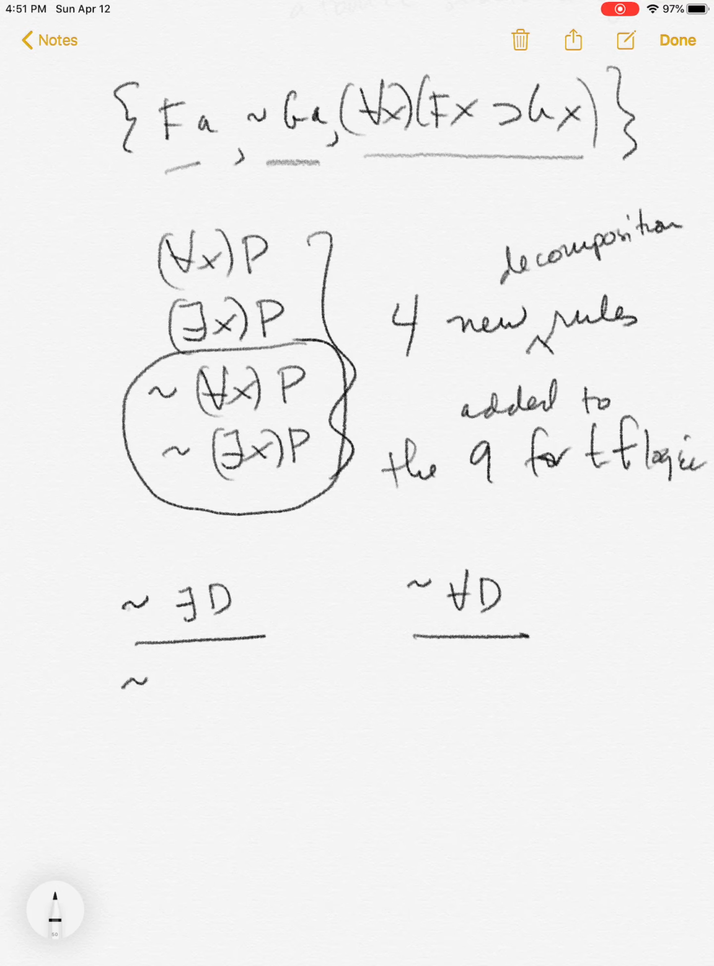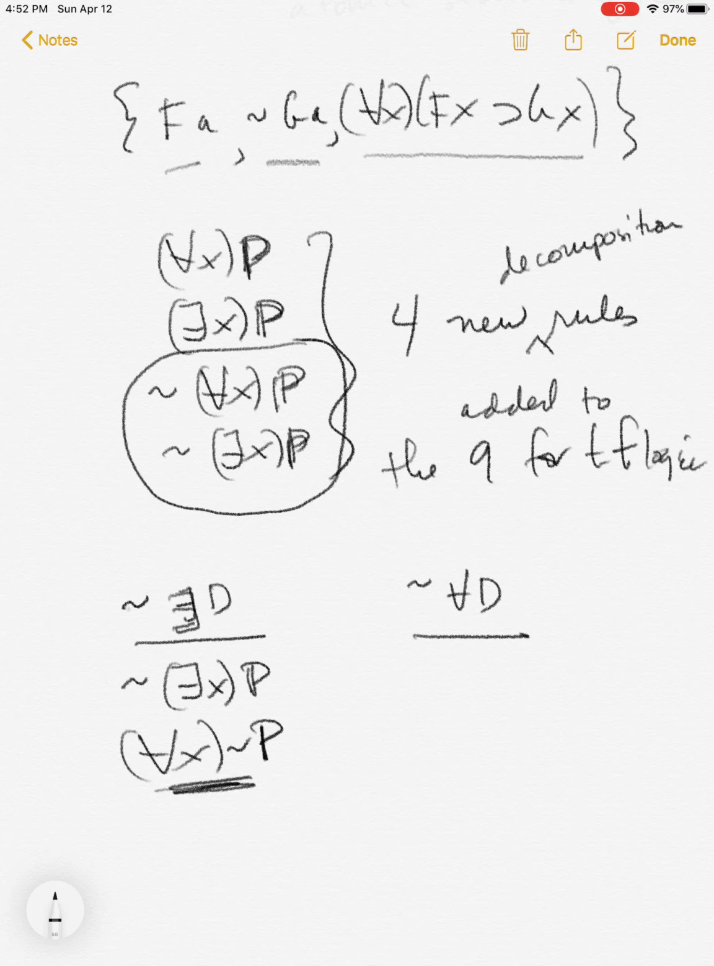Negation existential decomposition tells us that when we encounter the negation of an existential quantification, and these are all metavariables, this P is a metavariable where P is some formula that's got free X, okay? So when we encounter the negation of an existential quantification, we push that negation sign through, and it turns into this. That's all. So when we have the negation of an existential, we apply negation existential decomposition to it, and that's the result that we get.